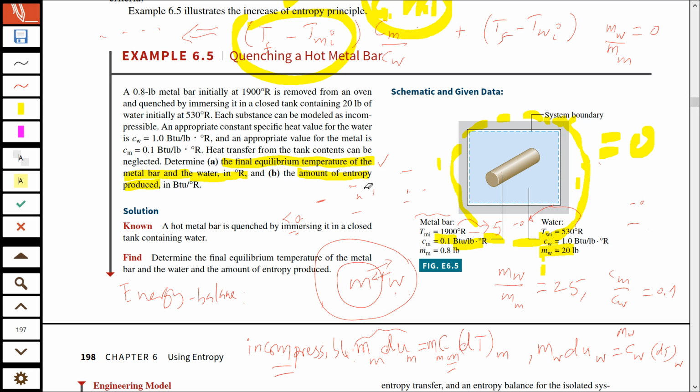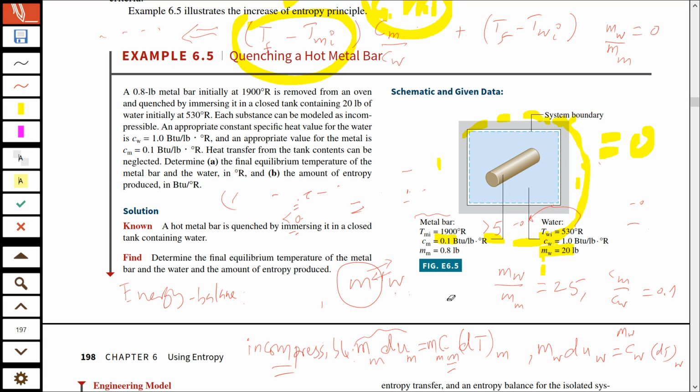In case of water, it is definitely the case that delta S will be positive. Why? Delta S of water will have two terms again. It will have a term arising from heat transfer from the metal, and it will have a term for production. Production is always positive, and transfer, in this case, is to water from metal. So both these are positive, so this must be positive.